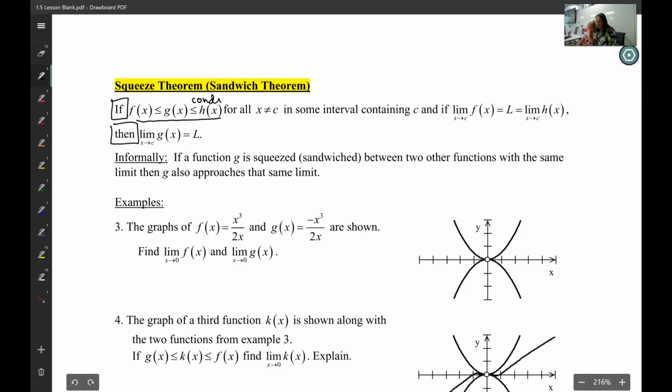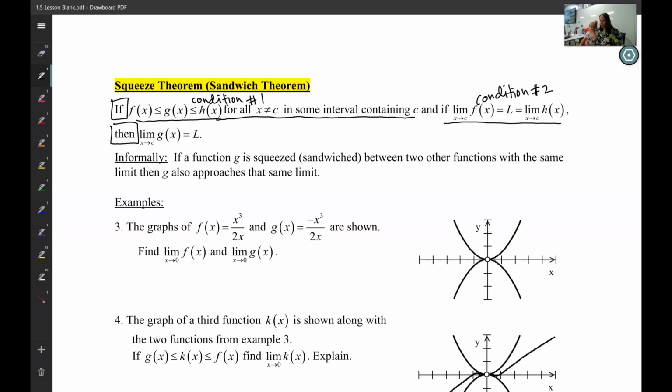But here is condition number 1 for the squeeze theorem. And if limit as x goes to c of f of x equals L equals limit as x goes to c of h of x. Here's our condition number 2. Like I said, a lot of math jargon. We'll do an example. I'll show you what that all means. It's easier to see it in practice than just look at the words. Then, here's our squeeze theorem.